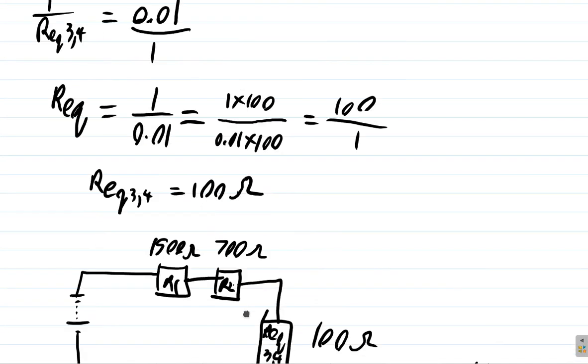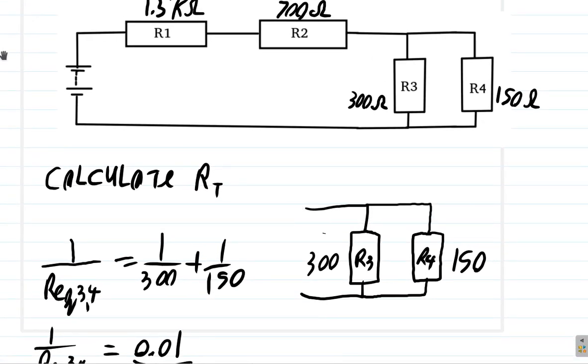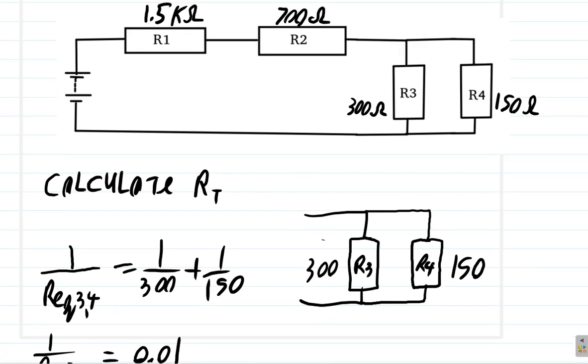Let me write it up here. So, what we get for RT? RT is equal to 2300. Let me just write everything in black since I had it mostly that color. So RT is equal to 2300 ohms.